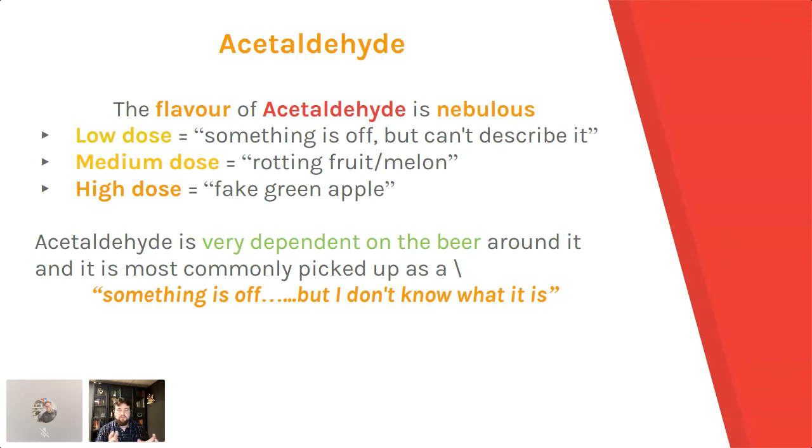Oftentimes, and this is almost all flavor compounds, it will couple with whatever's in its environment. So at a low dose, how it's often perceived is there's something off, but I can't describe it. And I'm sure we've all been in this position where I know there's something weird, there's something that's not quite right, but I can't tell you what the flavor compound is. It's usually acetaldehyde. And a medium dose can often come across as kind of a rotten fruit. I sometimes get a freshly cut pumpkin or some sort of gourd, like butternut squash or something like that. What other compounds are surrounding it will change how you actually taste it. But in almost every single case, it's not a good thing.